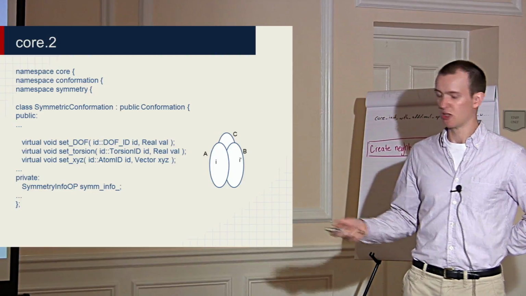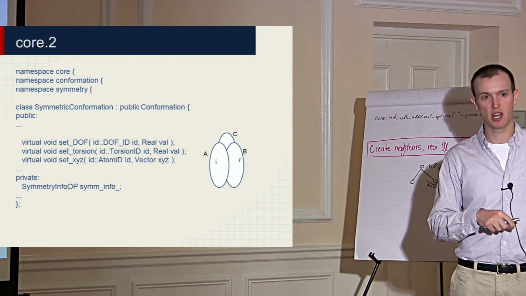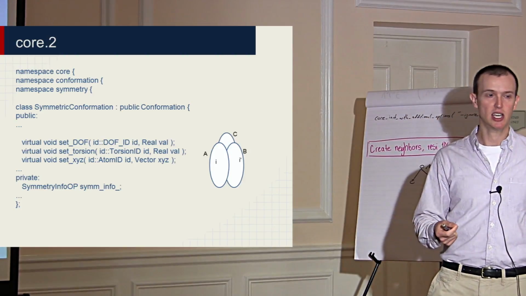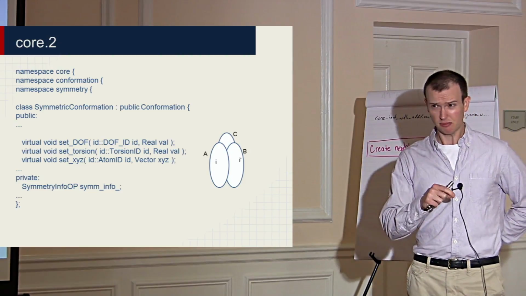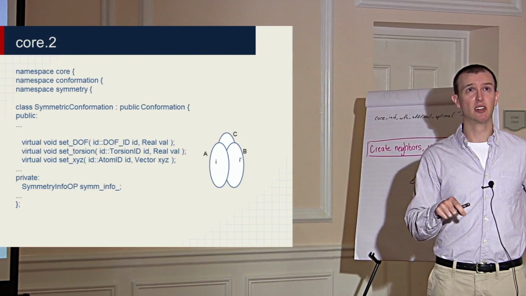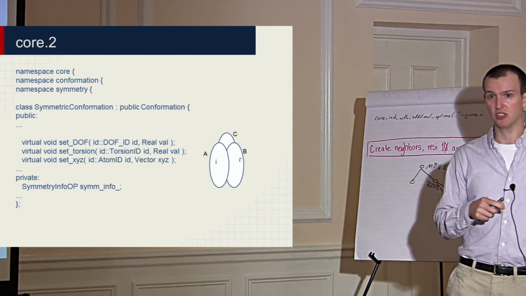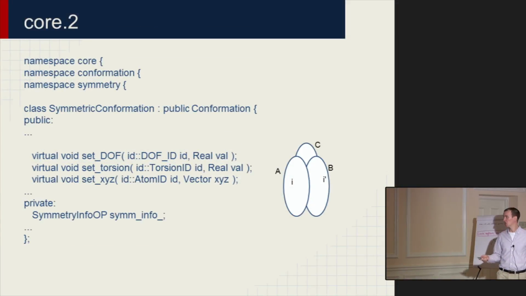And the answer is that they let code be agnostic as to whether it's working with a conformation object or a symmetric conformation object. So the pose will hand you a reference to a conformation, and you can call its method set DOF. You don't have to think about, as you're writing this code, whether you're working with a symmetric conformation or regular conformation, because the right function will be called. If you have a symmetric conformation, then behind the scenes the compiler will ensure that the symmetric conformation's set DOF function is called.